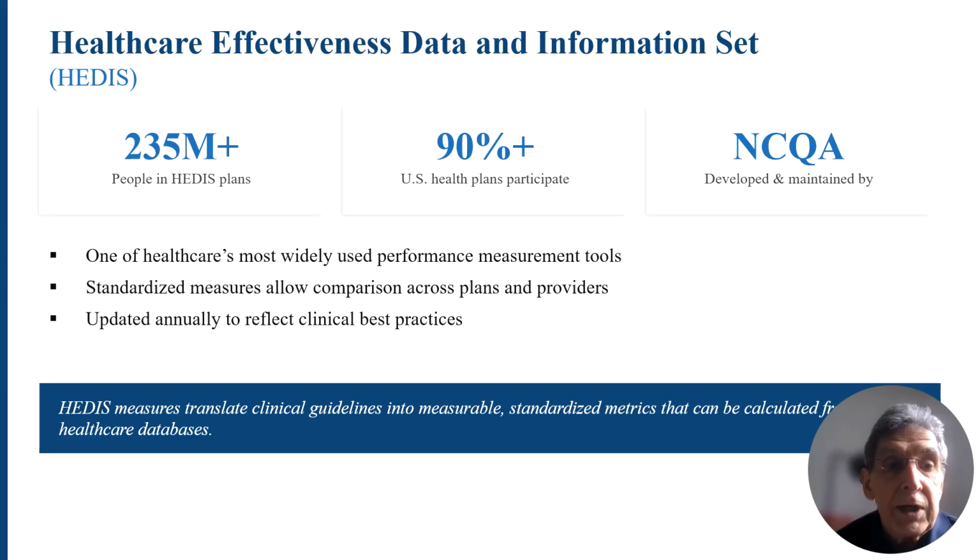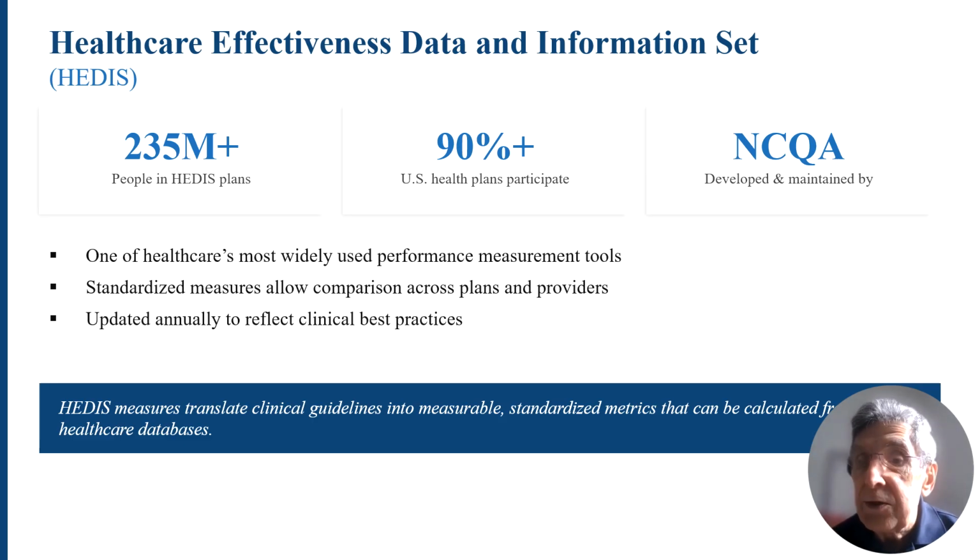HEDIS is the Healthcare Effectiveness Data and Information Set. It is developed and maintained by the National Committee for Quality Assurance, NCQA. Let me give you a sense of scale. More than 235 million people in the United States are enrolled in HEDIS plans, or in plans that use the HEDIS quality assurance system. So over 90% of U.S. health plans participate. So this is not just a little niche framework. It's the dominant standard for measuring healthcare quality in America.